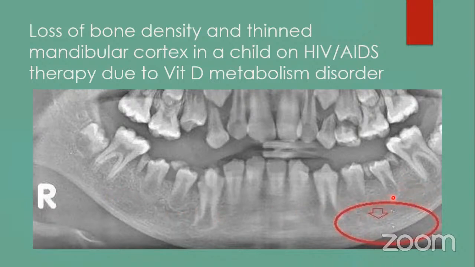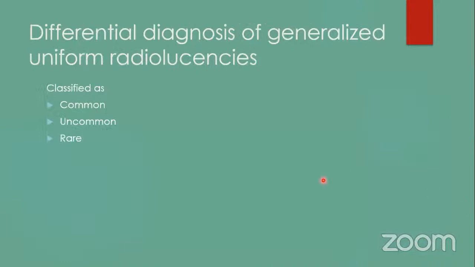We have even lost the lamina dura around the teeth. And this is a generalized feature. So we lost the bone density. We also have the thin mandibular cortex. It is thin and has also lost density.